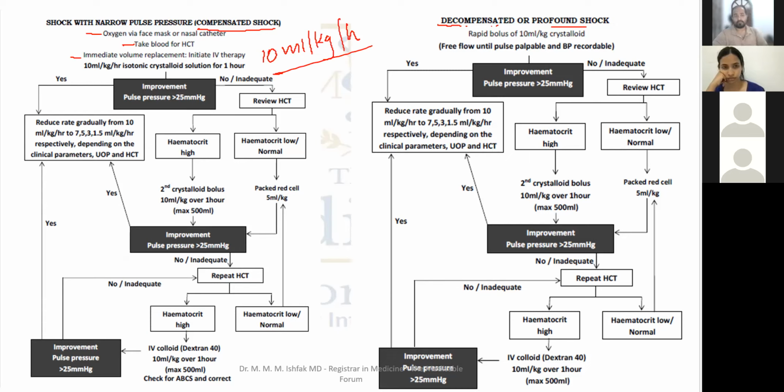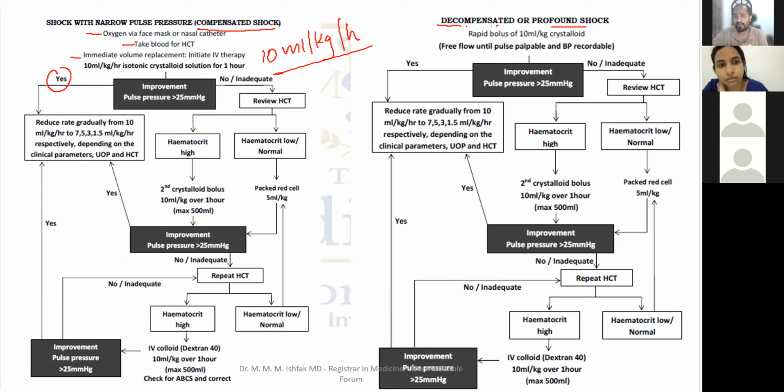Then what do you do? Then you reassess and see if the pulse pressure has improved. Has the pulse pressure become above 25? Let's say the pulse pressure has improved. Yes. Then what do you do? You don't go back to the basal fluid rate like I showed you before. You go back to 7.5 ml per kg per hour. You continue that for a few hours. Then you drop to 5.5 ml per kg per hour. Then you drop to 3 ml per kg per hour. Then you go into your basal rate depending on the urine output and the hematocrit.